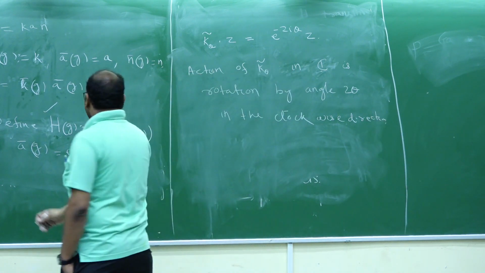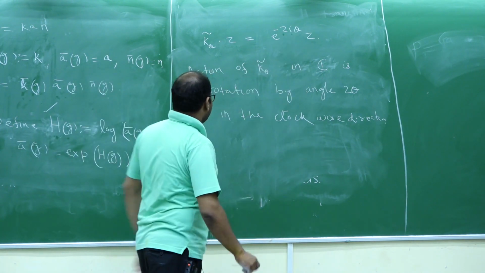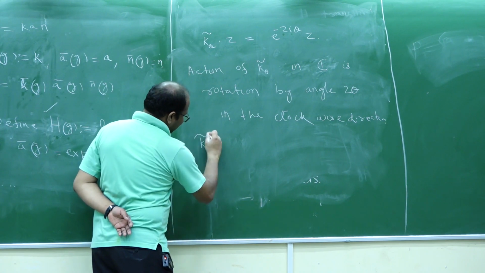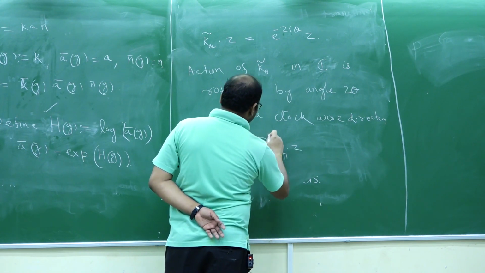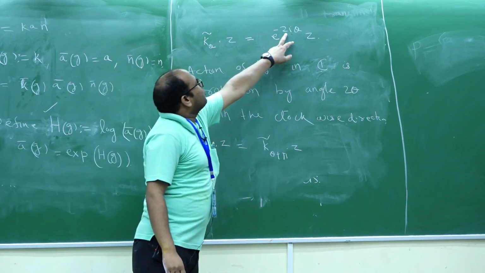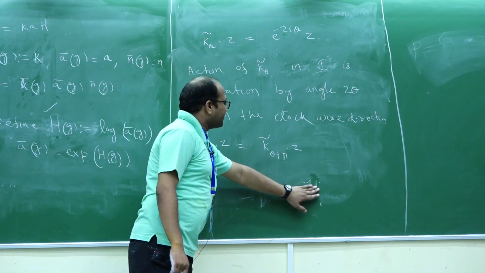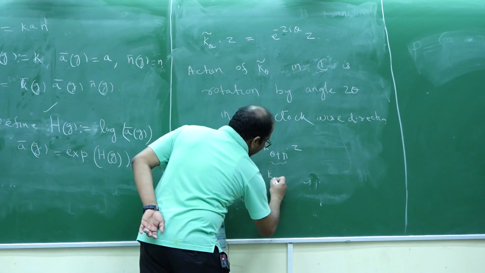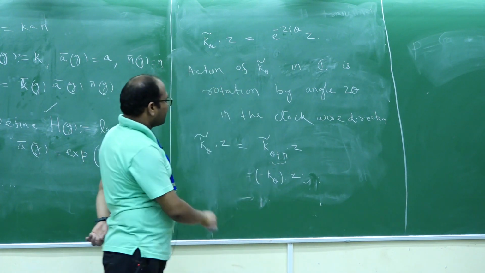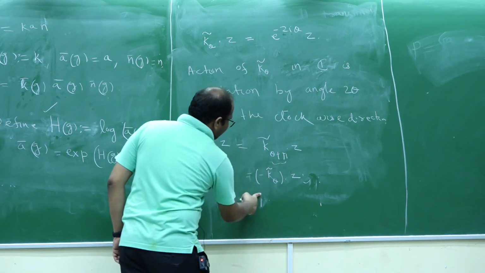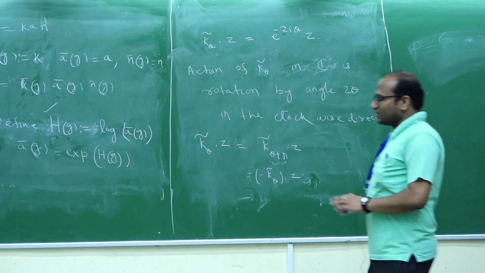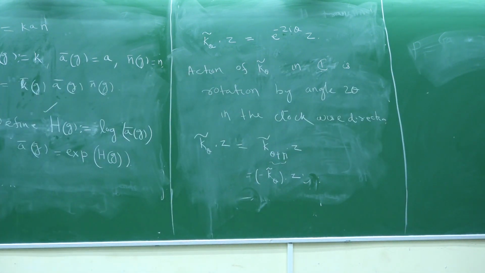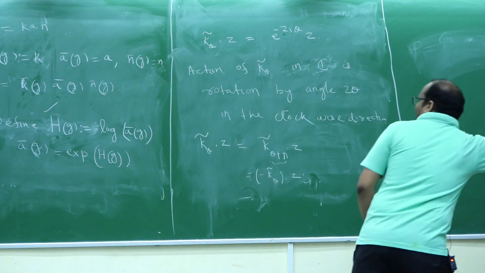Since there is minus i theta here, what you will get is that K theta tilde z is the same thing as K theta plus pi tilde z, because there is a 2 factor here. And K tilde of theta plus pi is simply nothing but minus K tilde of theta. That is okay, because you know that g and minus g give the same Mobius action. Okay. So are there any doubts so far? No? Okay.